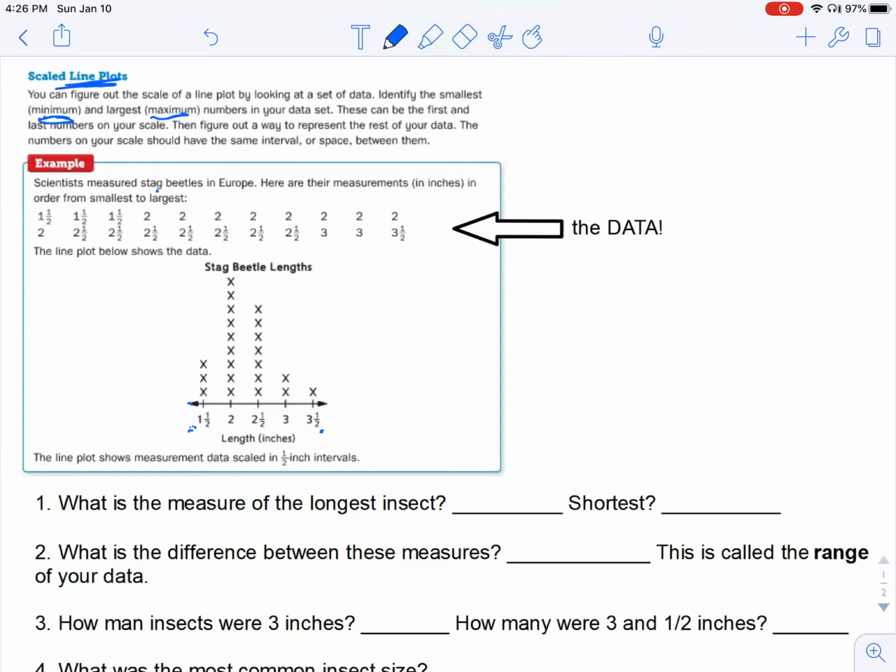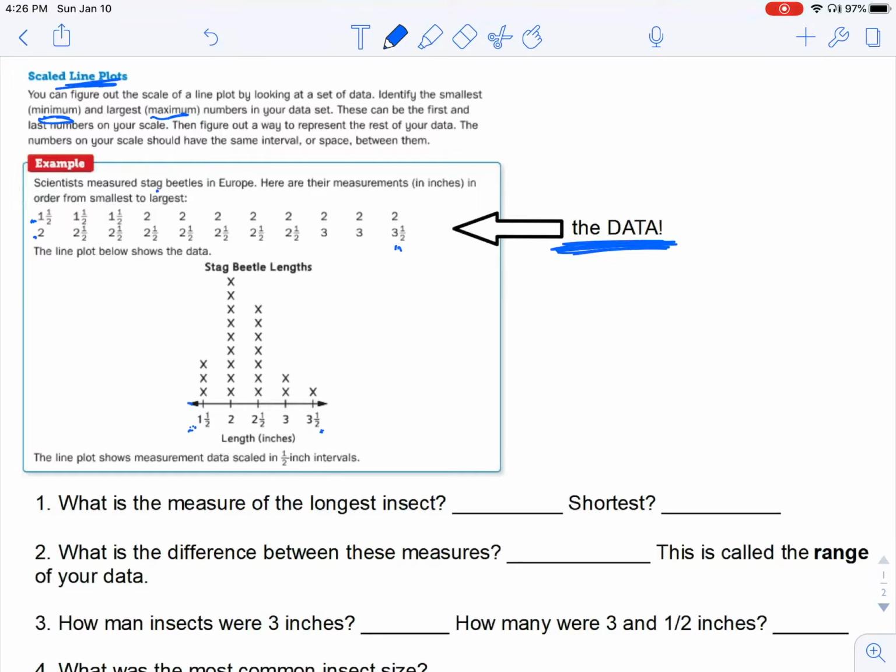So this was nice. This time they gave us all this data from smallest to largest. That won't always be the case. Sometimes the data comes in random order. But all of these different measurements, this is called your data. Say it with me, data. The line plot below shows the data.